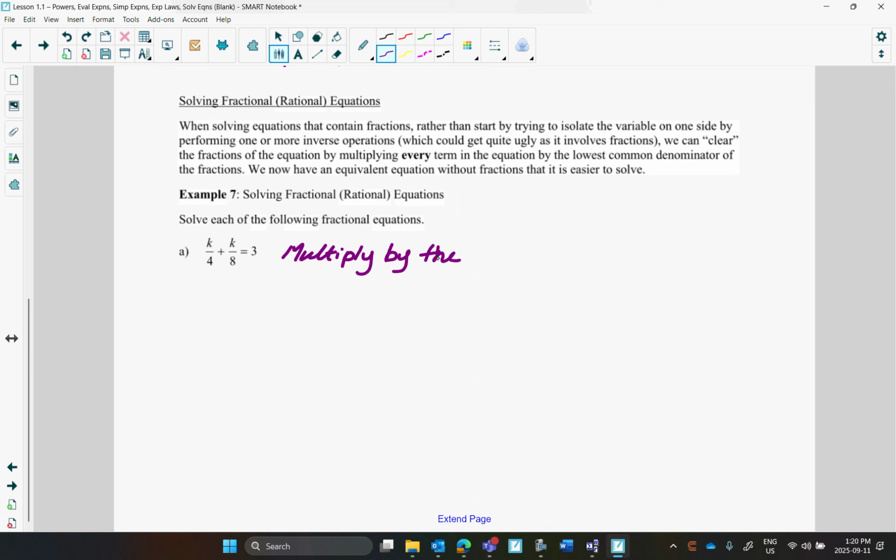If I said this, what would you do? Make it the same denominator. Make the same denominator by finding the, what's it called? The what common denominator? Great. Not greatest, lowest. The lowest common denominator. You do the same for clearing fractions. Lowest common denominator.